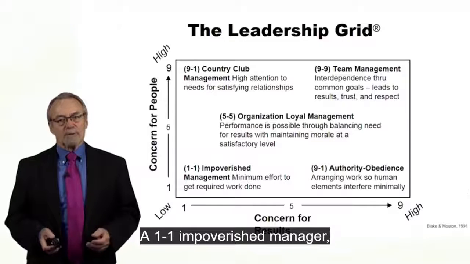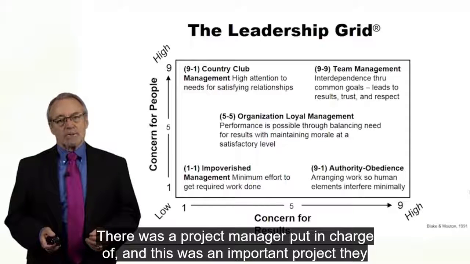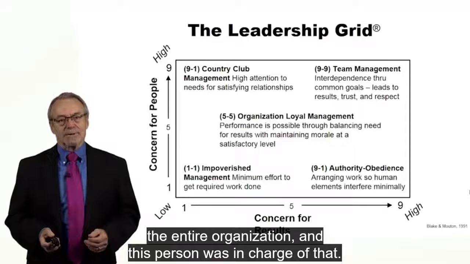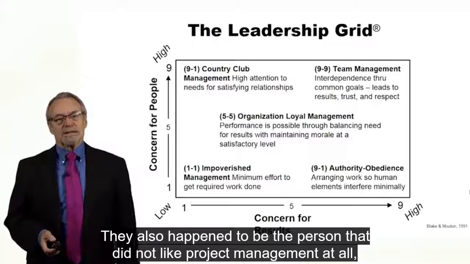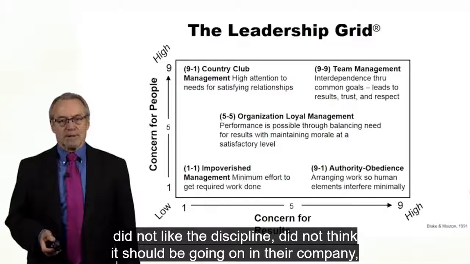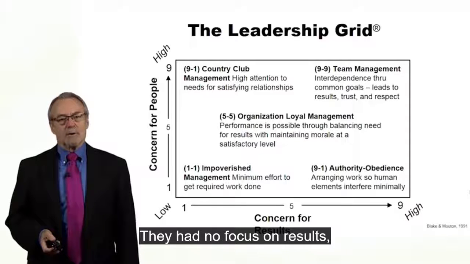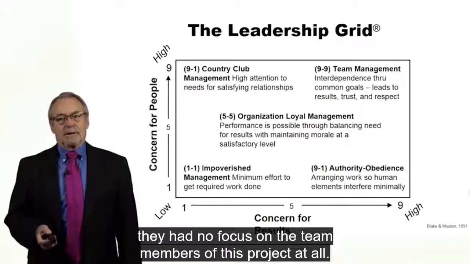A 1-1 impoverished manager, they don't care about a successful completion to this project at all. There was a project manager put in charge of, and this was an important project, they were going to implement a standardized project management methodology throughout the entire organization, and this person was in charge of that. They also happened to be the person that did not like project management at all, did not like the discipline, did not think it should be going on in their company, and quietly sabotaged the entire project. They had no focus on results, and they had no focus on the team members of this project at all.